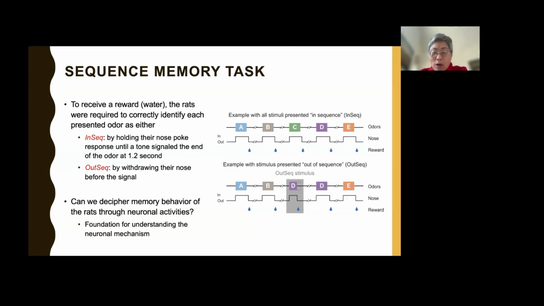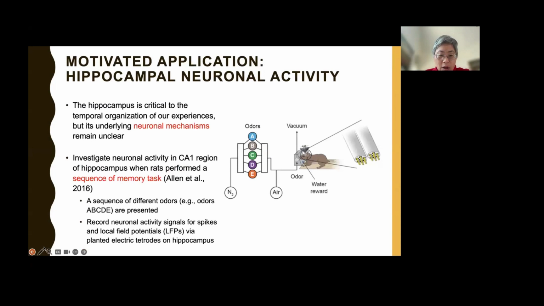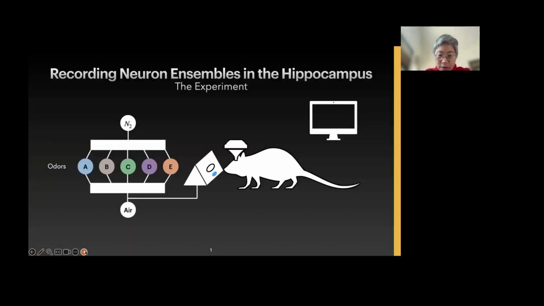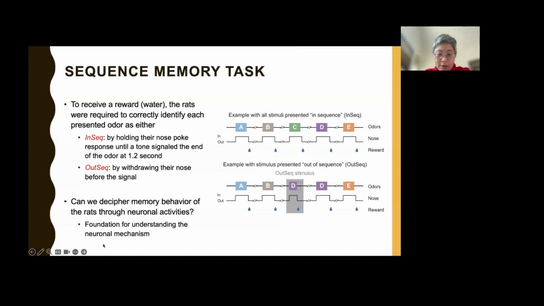In the meantime, we are also recording the neuronal activity. For this, they planted electrical tetrodes. That's why I also say it's invasive. They put these in the hippocampus area of the rats, recording their neuronal activity. So that's the experiment you see, okay?